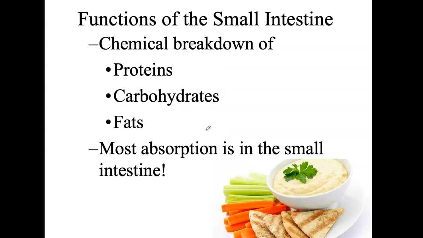Functions of the small intestine. Chemical breakdown of what? Of proteins, of carbohydrates, of fats, so of everything. Okay, we were limited in the mouth to digestion of carbohydrates. We're sort of limited in the stomach, but now in the small intestine, we have all of them: proteins, carbohydrates, and fats. And that absorption is mostly in the small intestine.